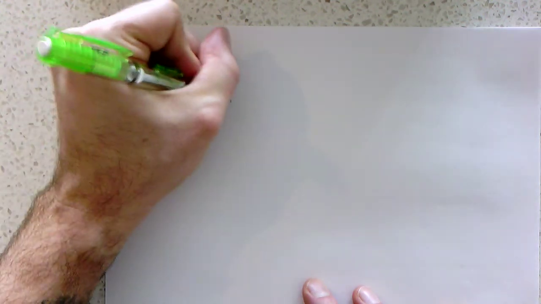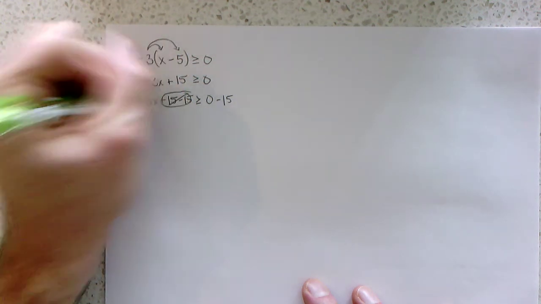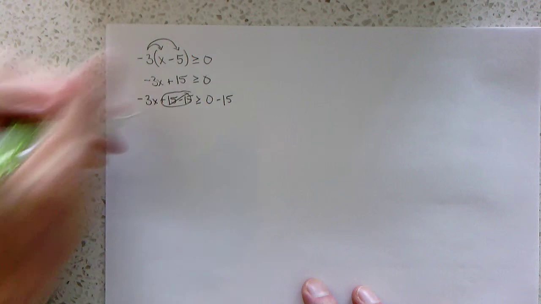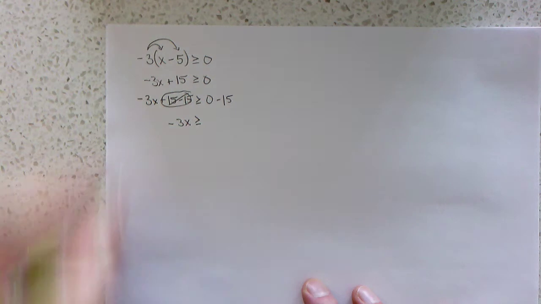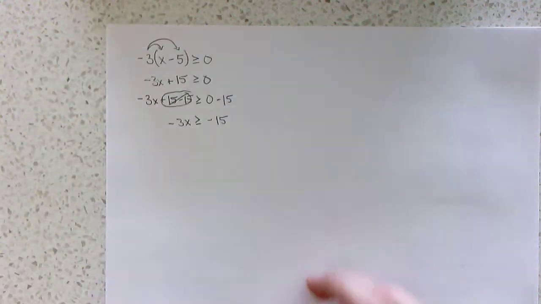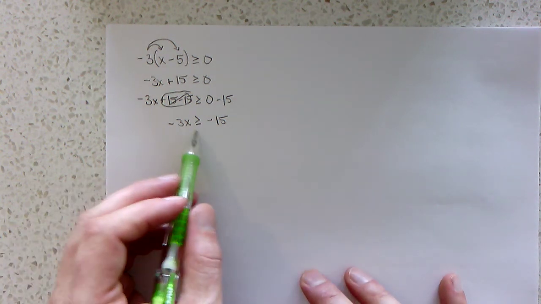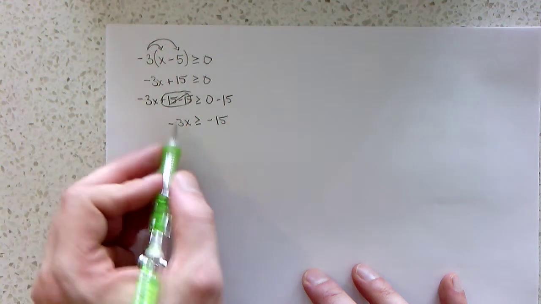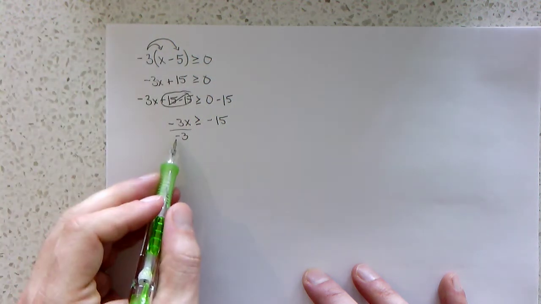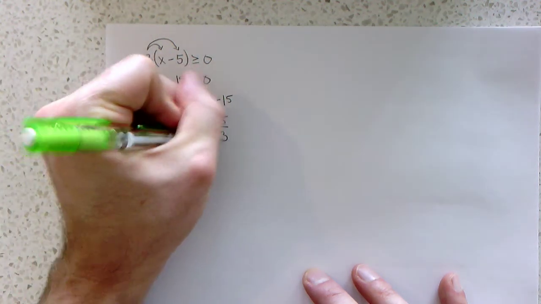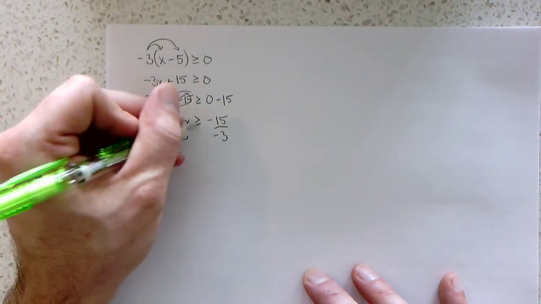So 0 minus 15. So these two are going to go away. So positive 15 and a negative 15 gives me a 0. So leaving me with just negative 3x is greater than or equal to negative 15. So now I have a simple one-step equation that we've seen a bunch of times, but one thing I need to look out for here is that I'm actually going to be dividing by a negative. And so whenever I divide by a negative when I have an inequality, that means that I'm going to have to turn this sign around.